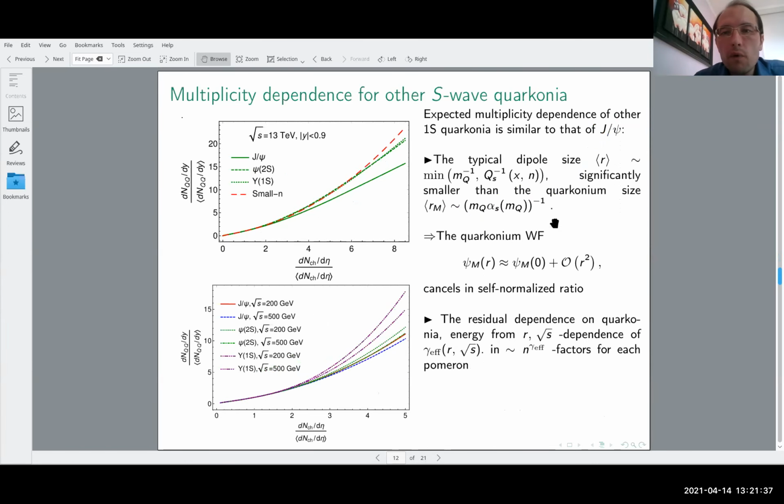For S-wave quarkonia, such as for example upsilon and psi(2S), we expect that the dependence should be approximately the same as for J/psi. Though there are minor differences due to the fact that this numerical coefficient, gamma effective, has a mild dependence on the size of the quarkonium and the energy, square root of s. But we expect that experimentalists could be able to check this and see if it is so or not.